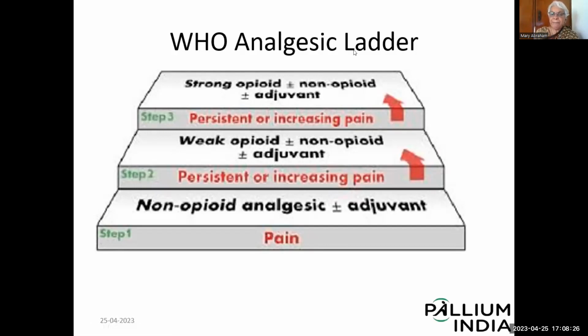Now, using the step ladder approach, nearly 71 to 76% of cancer pain can be satisfactorily controlled. That's a huge chunk by just implementing this ladder. A large majority can get fairly good relief.